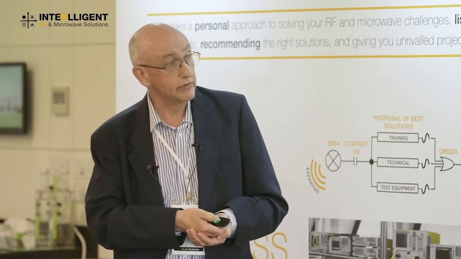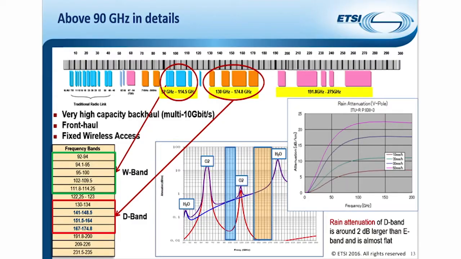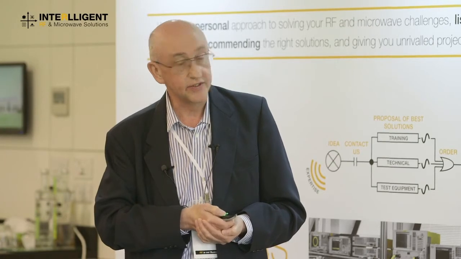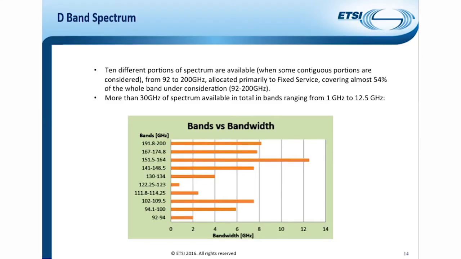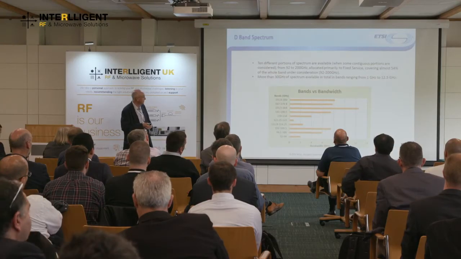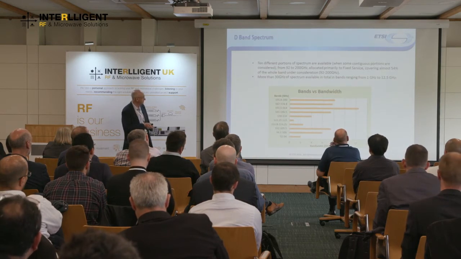Rain fade is another consideration. So it's important. Operators like to have networks that operate 99.99% of the time, so less than 5 minutes outage a year. So when you're designing a link, then it's important that there's sufficient margin allowed for the worst anticipated level of rain. The bands at D-band, there's a number of small bands that have been identified. This is still subject to discussions within SE19 as to exactly how these will be allocated. But there's potentially another 30 gigahertz of spectrum available at these higher frequencies.